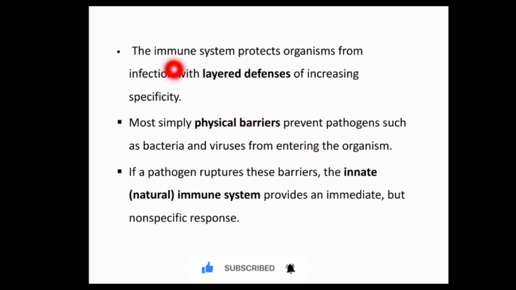In the innate immune system, the immune system protects the organism from infection with a layered defense of increasing specificity. Most simply, physical barriers prevent pathogens such as bacteria and viruses from entering the organism. If a pathogen ruptures these barriers, the innate immune system provides an immediate but non-specific response. The innate immune system is the natural immune system. It provides an immediate but not specific response. It can act against viruses, bacteria, and parasites.